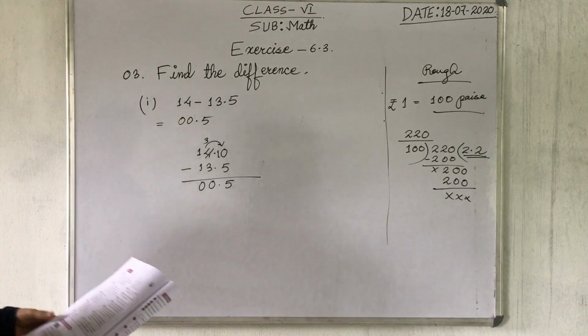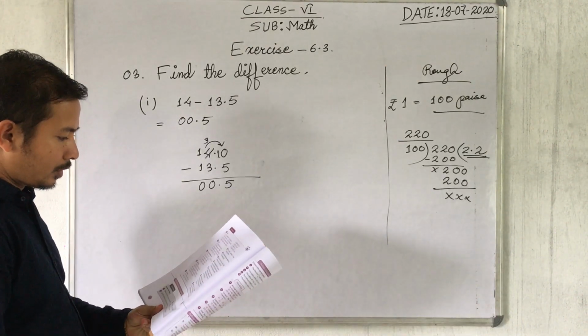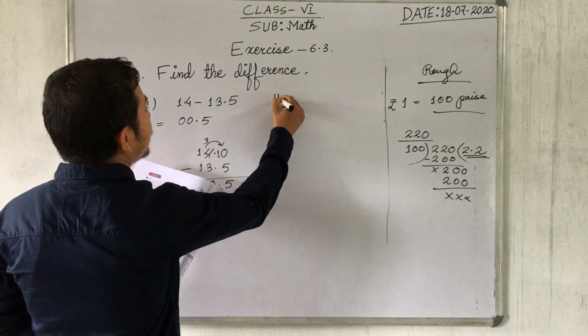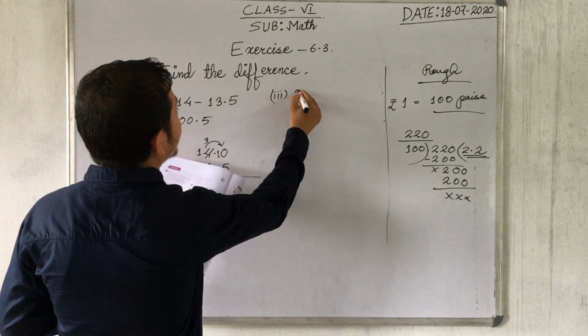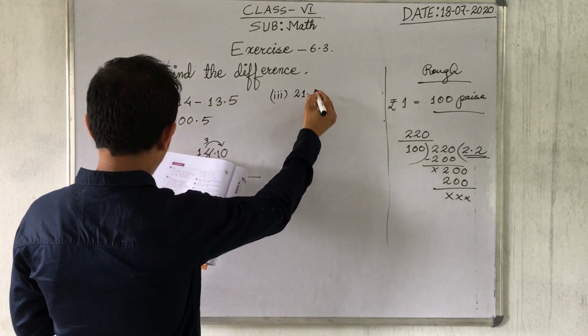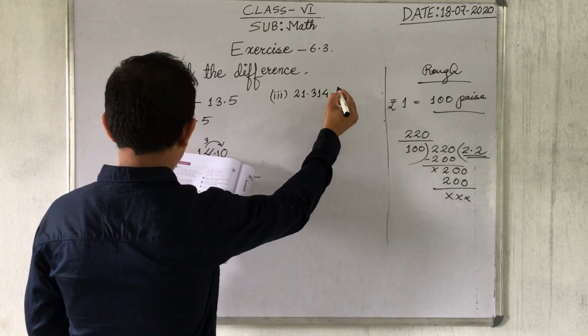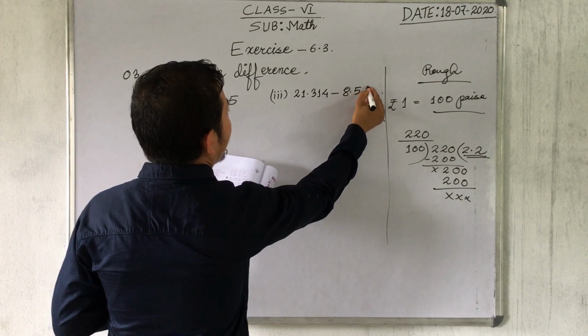Now look at your question number 3. Okay, I am doing question number 3 also. Question number 3 is 21.314 minus 8.567.